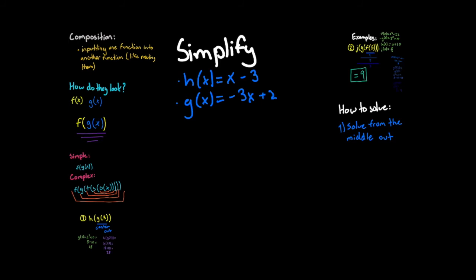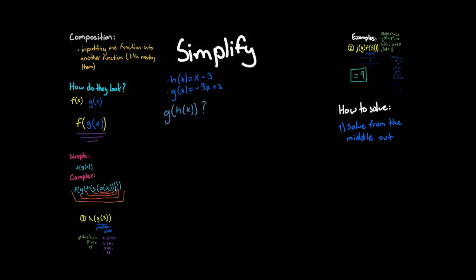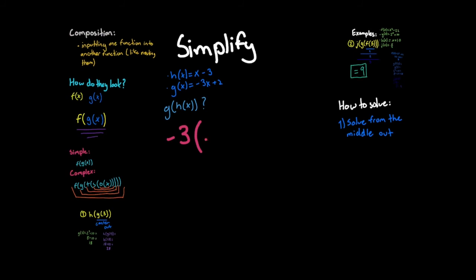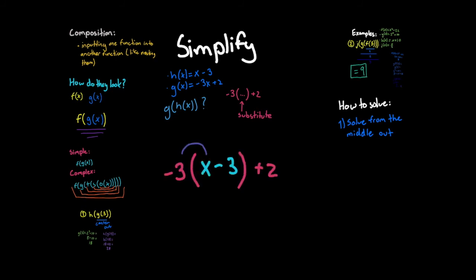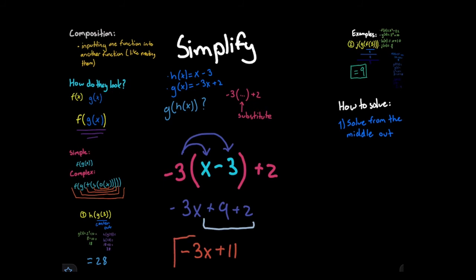So what if they ask us to simplify g of h of x? Basically what you're doing is inputting the value of h of x into g of x in place of the x. So it would be negative 3 times x minus 3, all within parentheses, plus 2. You have to remember to distribute the negative 3, not the 3. So you'd be left with negative 3x plus 9 plus 2, which you can then combine like terms and be left with negative 3x plus 11, which would be the most simplified version of g of h of x.